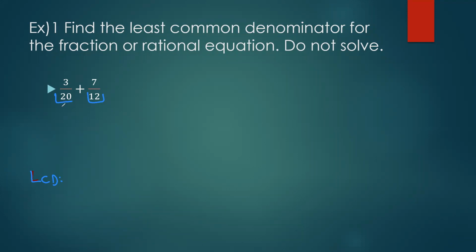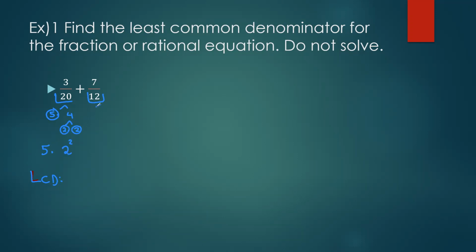Starting with 20, what two numbers multiply to 20? 5 and 4. Then you circle your prime numbers. 5 is a prime number. A prime number is a number divisible only by 1 and itself. So 5 is prime, 4 is not. 4 can be broken into 2 and 2. So you have 5 as your prime number, and 2 times 2 you can rewrite as 2 to the second. That's how we want it.